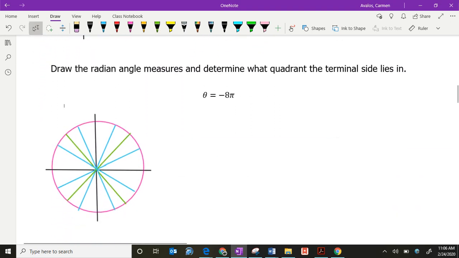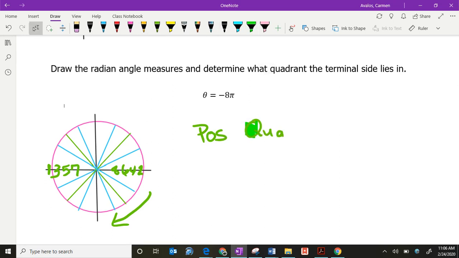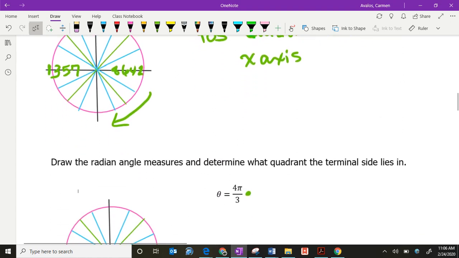If we continue with this one here, -8 pi, the negative is still the direction in which we're going. We could count by pi's on there. So if I go here, I'm going to have 1 pi, and then 2 pi, and then 3 pi, 4 pi, 5 pi, 6 pi, 7 pi, and then 8 pi. If you look at that, that's where it's going to fall. It's going to be a positive quadrantal angle on the x-axis. It does not lie on any quadrant.